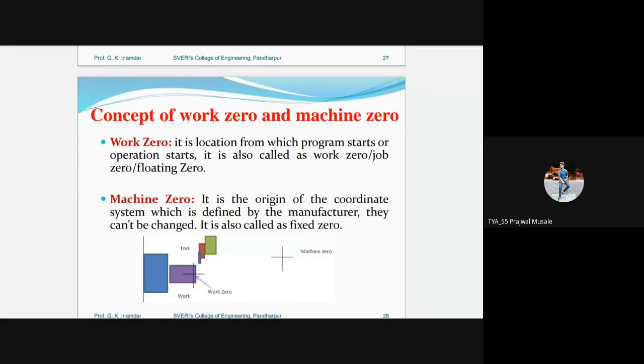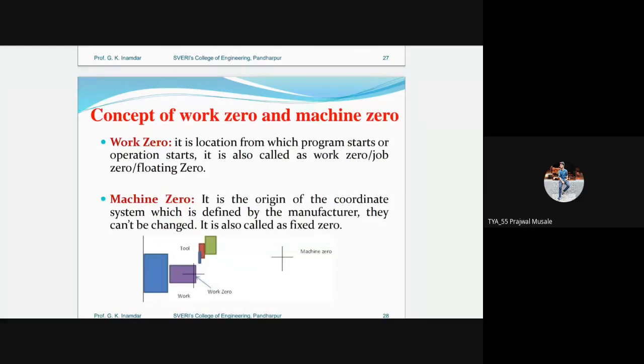Now see here the work zero. Work zero is the location from which the program starts. This type of question will be asked in a computer examination. This is very important: work zero and machine zero. The concept is very easy, but at the time of examination we can't remember it, so keep these important points in mind. MCQs will also be asked on such points.